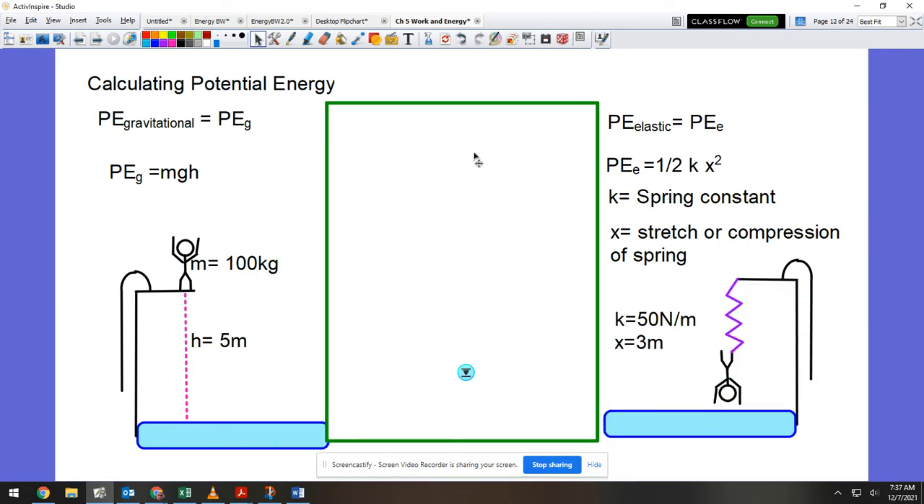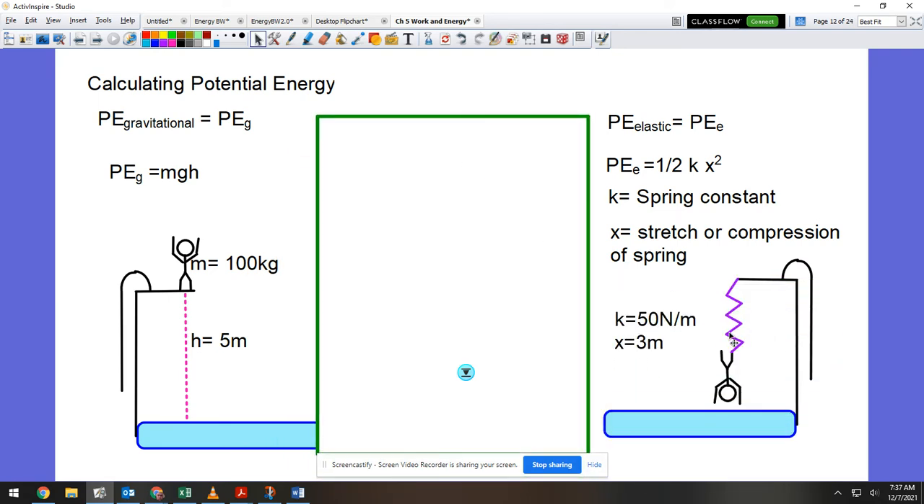So now we have Bob bungee jumping above the pool. If the spring constant of his bungee cord is 50 newtons per meter, and he is stretching it out by 3 meters, we would say 1/2 of 50, so 25, times x squared, so 25 times 3 squared. Well, that'd be 9. 9 times 25 is 225 joules. And that's all you do with it. How much you're stretching it out, that's your x.